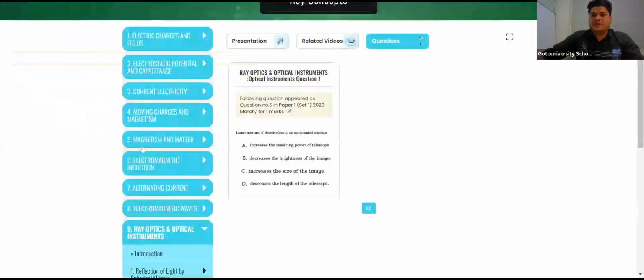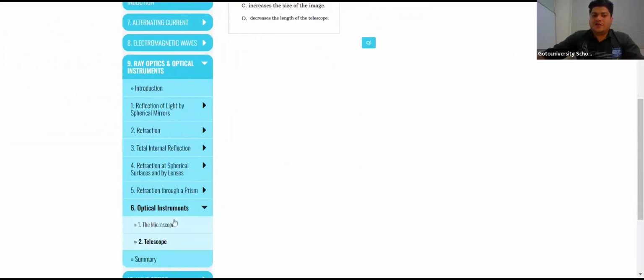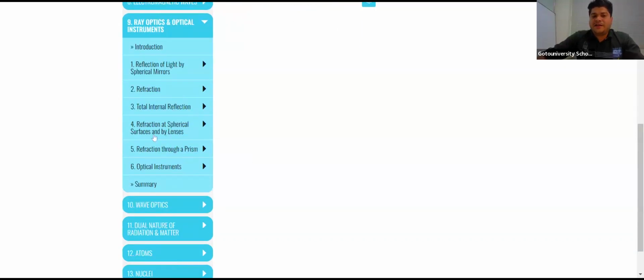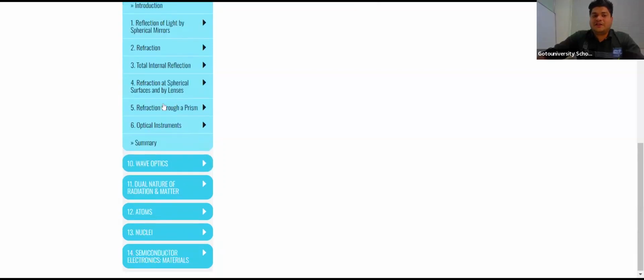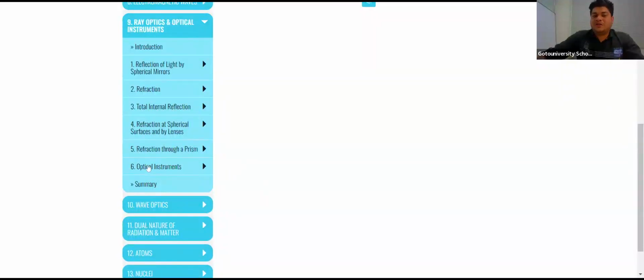Okay, so that was the chapter. In this chapter, we have studied all six things: reflection, refraction, total internal reflection by spherical surfaces and by lenses, then refraction by prism. And then we studied optical instruments. There were two optical instruments, which were the telescope and the microscope.